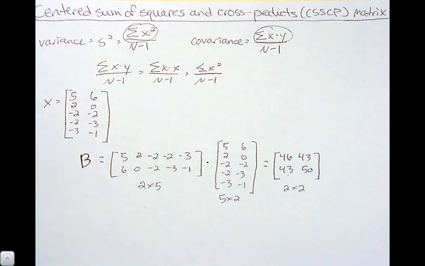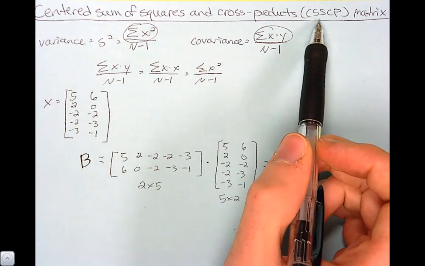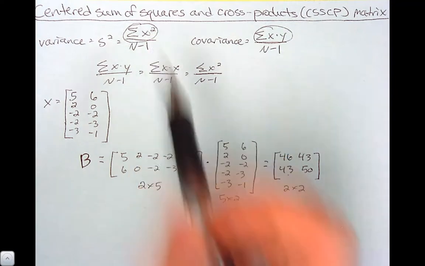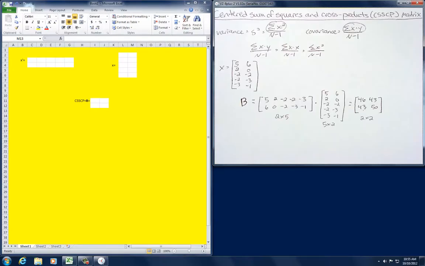Later on, we'll demonstrate how to get the actual variance and covariance by dividing by the degrees of freedom, which is n minus 1, and we will get what's called a covariance matrix. So I just want to reiterate, once again, this is the CSSCP centered sum of squares and cross products matrix that we formed here, which is necessary to get our covariance matrix. Now let's talk about this in regards to Excel.